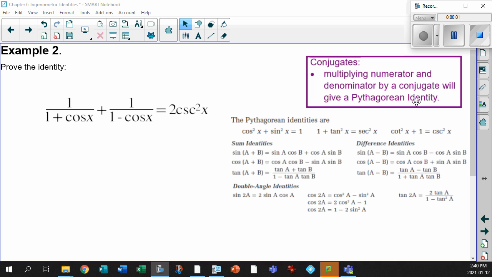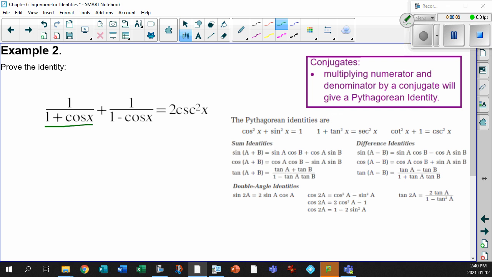Look at this beast of a question. Some people look at this and start immediately freaking out. Don't. Look. 1 plus cos x, 1 minus cos x. These are conjugates of each other. This is what we were talking about in the last podcast.